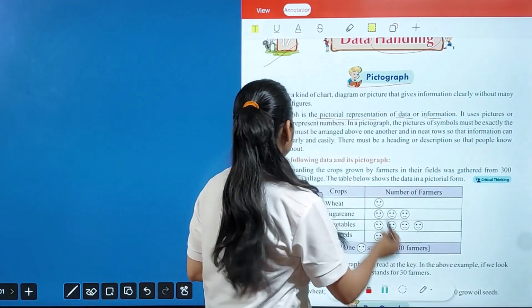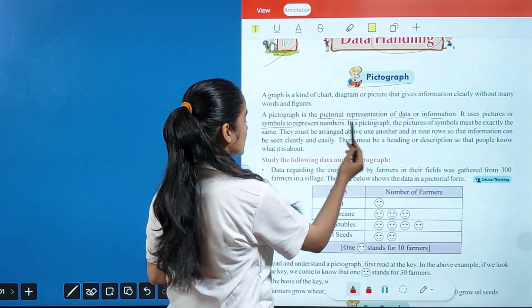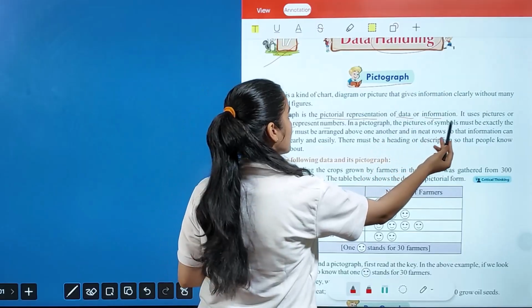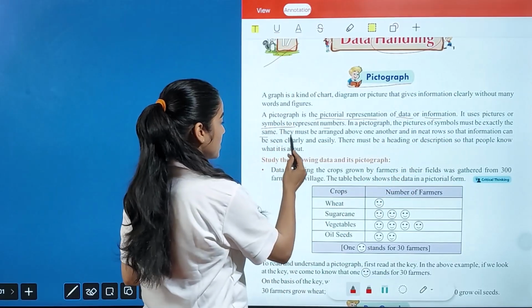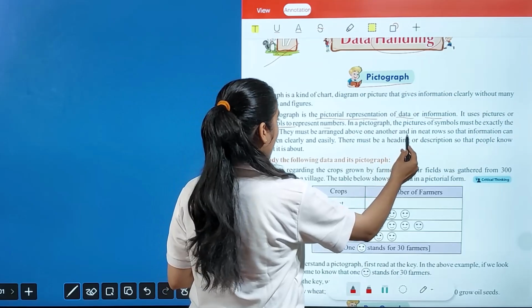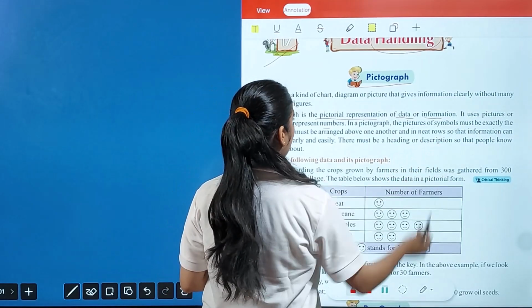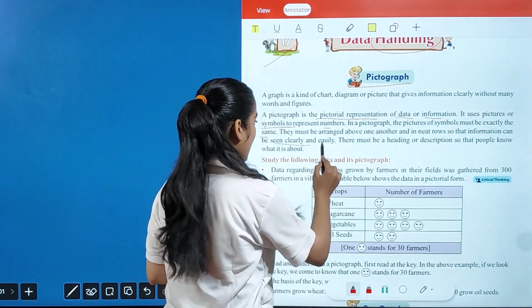It uses pictures or symbols to represent numbers. In a pictograph, the pictures or symbols must be exactly the same. They must be arranged above one another and in neat rows so that information can be seen clearly and easily.